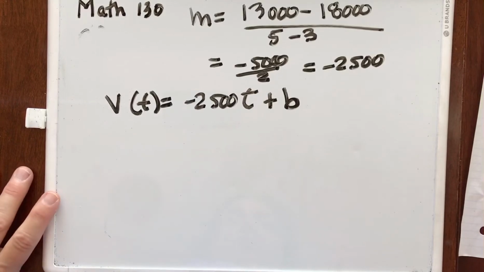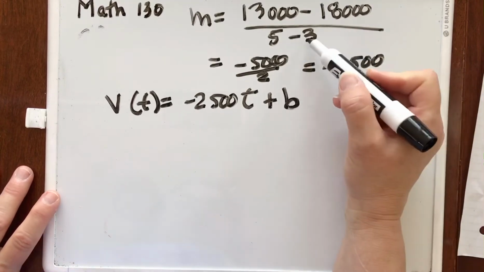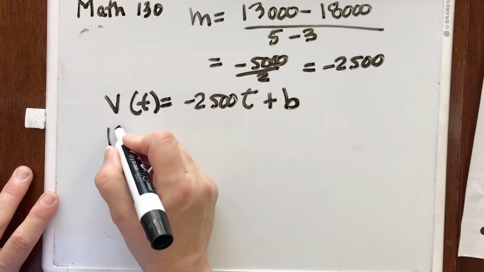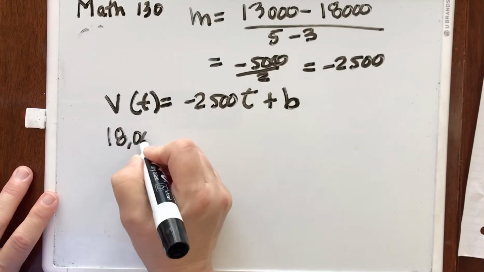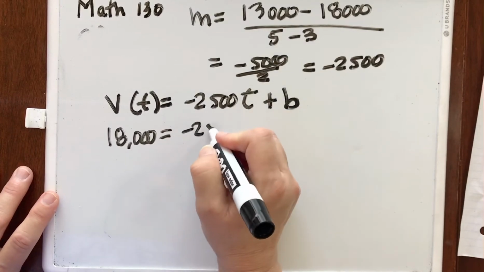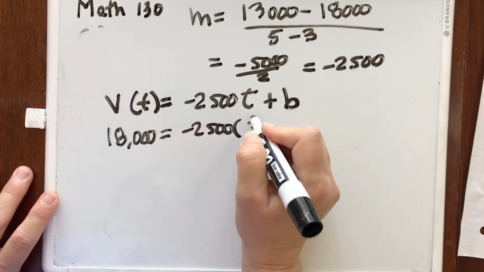We don't know what B is. Can we find B? Of course we can. We have 2 points to choose from. I'm going to choose from this point right here, input, output. So our output is $18,000. Our input is 3, plus B.